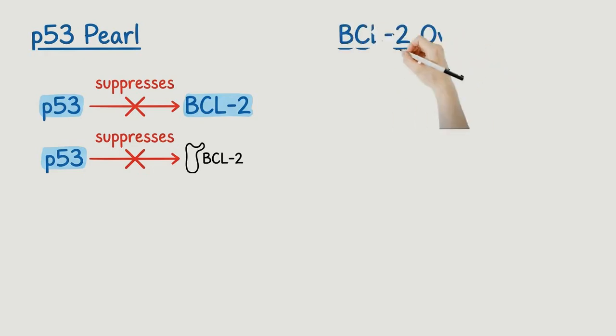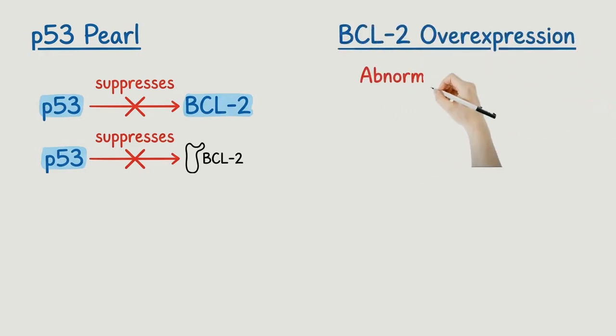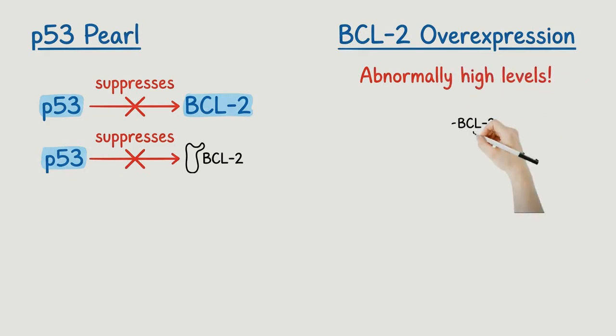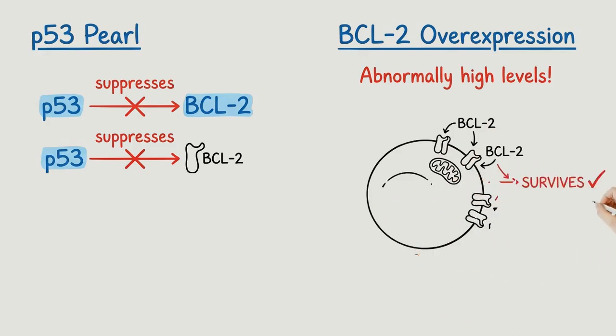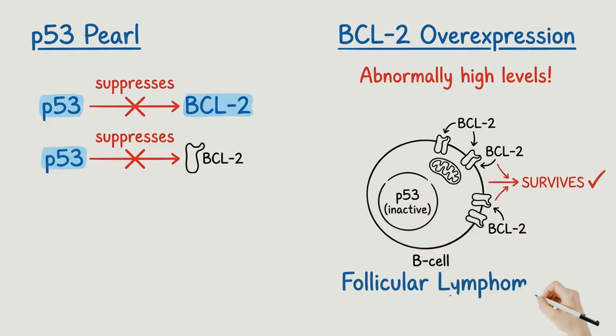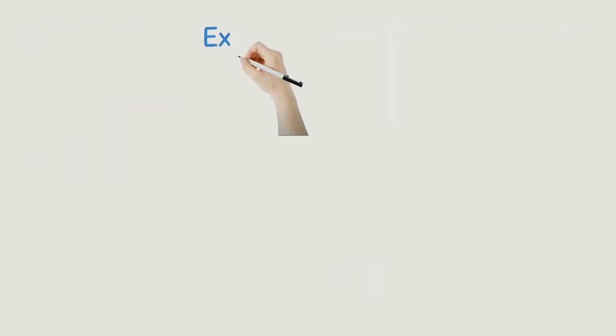The flip side is BCL2 overexpression. Excess BCL2 blocks apoptosis. This is exactly what happens in follicular lymphoma. A T(14;18) translocation places BCL2 under immunoglobulin promoter control. BCL2 is overexpressed, and B cells that should die keep surviving.